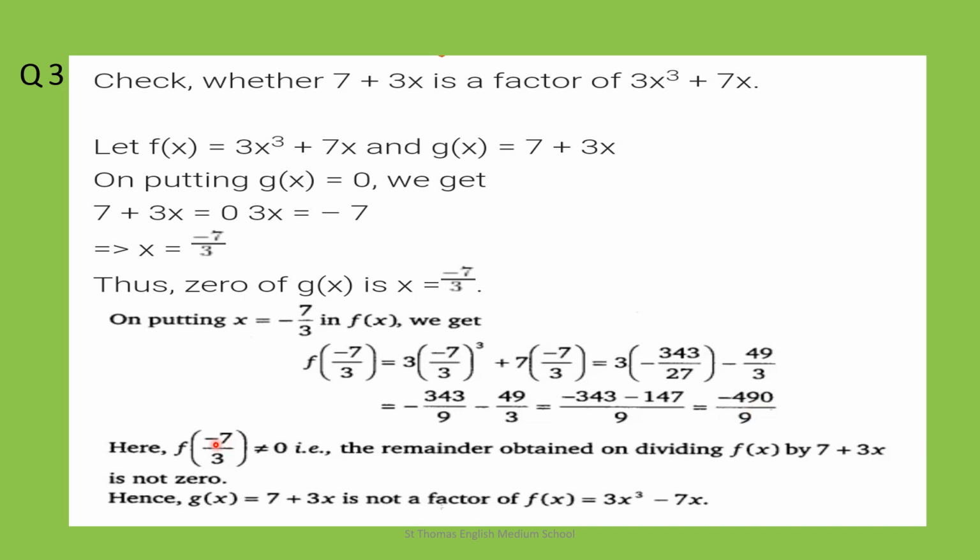Since f of minus 7 upon 3 is not equal to 0, therefore g of x equal to 7 plus 3x is not a factor of f of x, that is equal to 3x cube minus 7x.